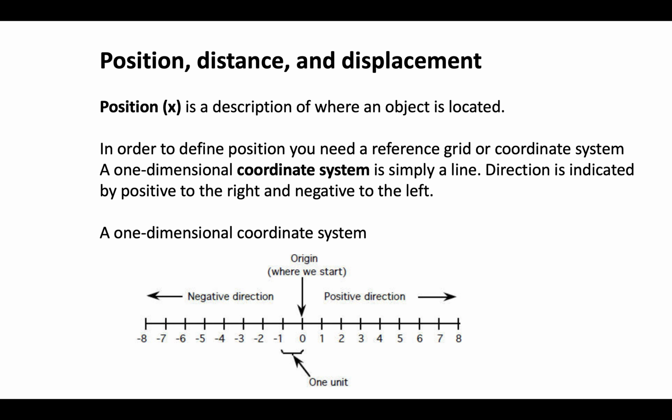Now, in order to determine where something is, you need some sort of reference grid. And so what we would use is a coordinate system. A one-dimensional coordinate system is simply a line. So if you look below, you can see here's a one-dimensional coordinate system, and each of these is a unit along the coordinate system. If I were to pick a position, I would say, let's say right here, x equal to 2. Over here, x equal to -6.